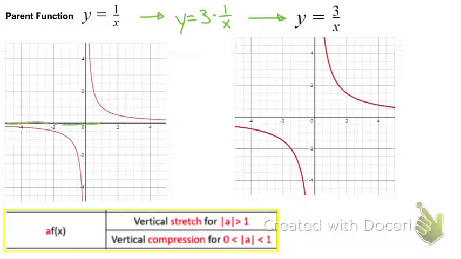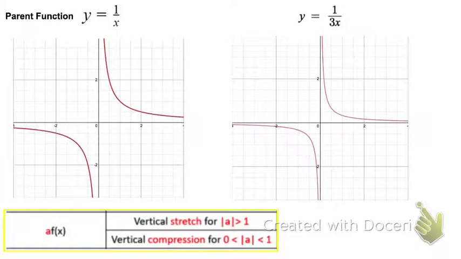Notice that our asymptotes are still in the same place, but our graph got further away from those asymptotes. It stretched, it enlarged by a scale factor of 3. That's how you would describe this. If instead we multiply by a number that is between 0 and 1, like a fraction, so in this case, I'm multiplying by 1/3.